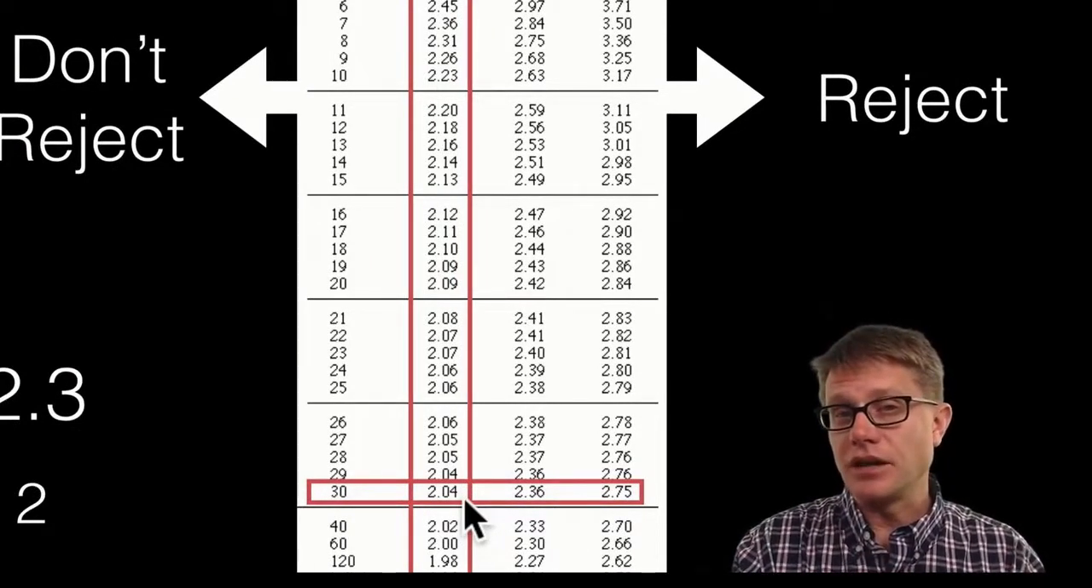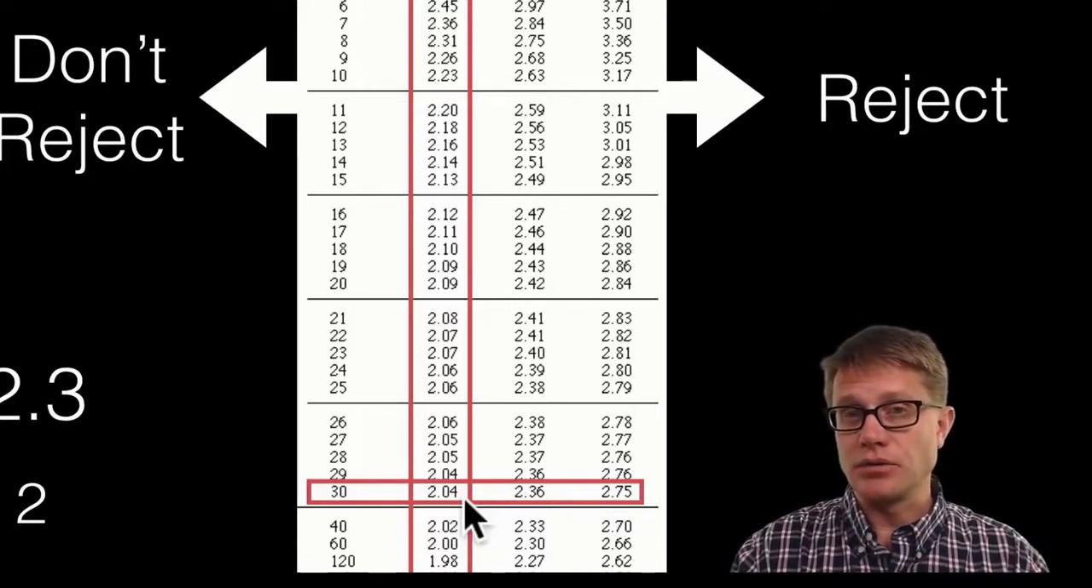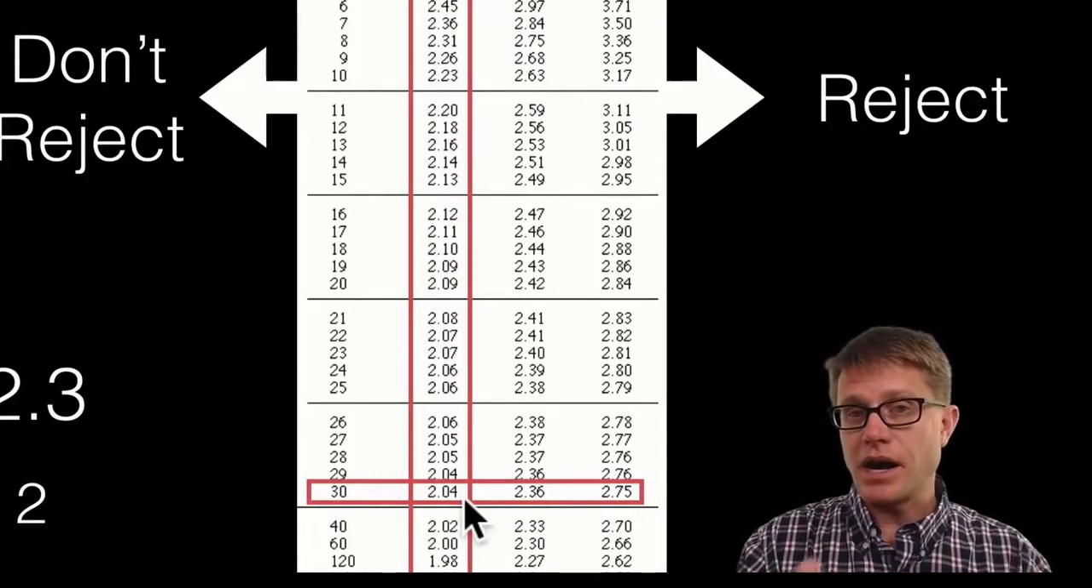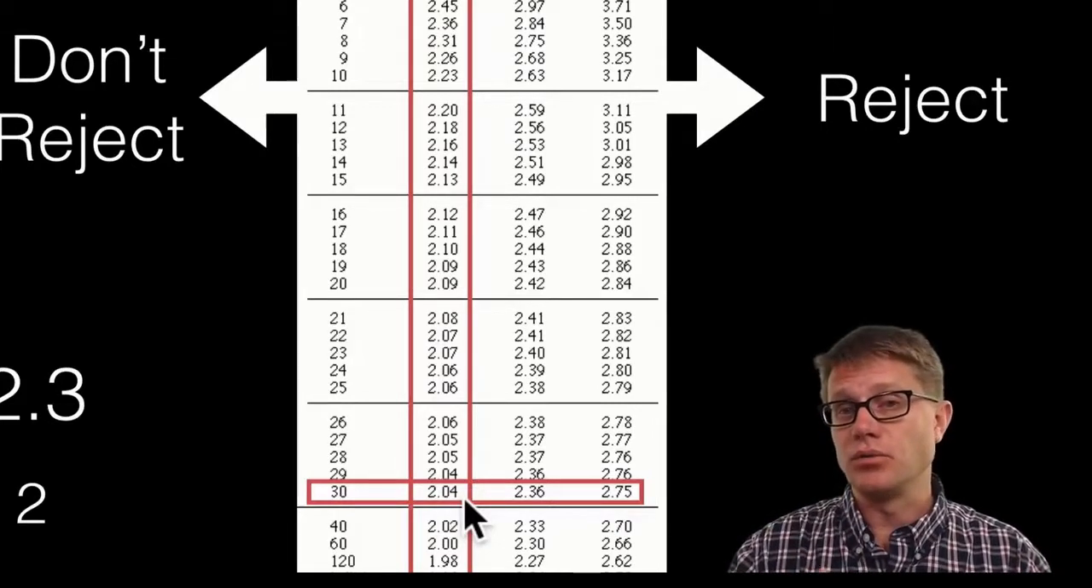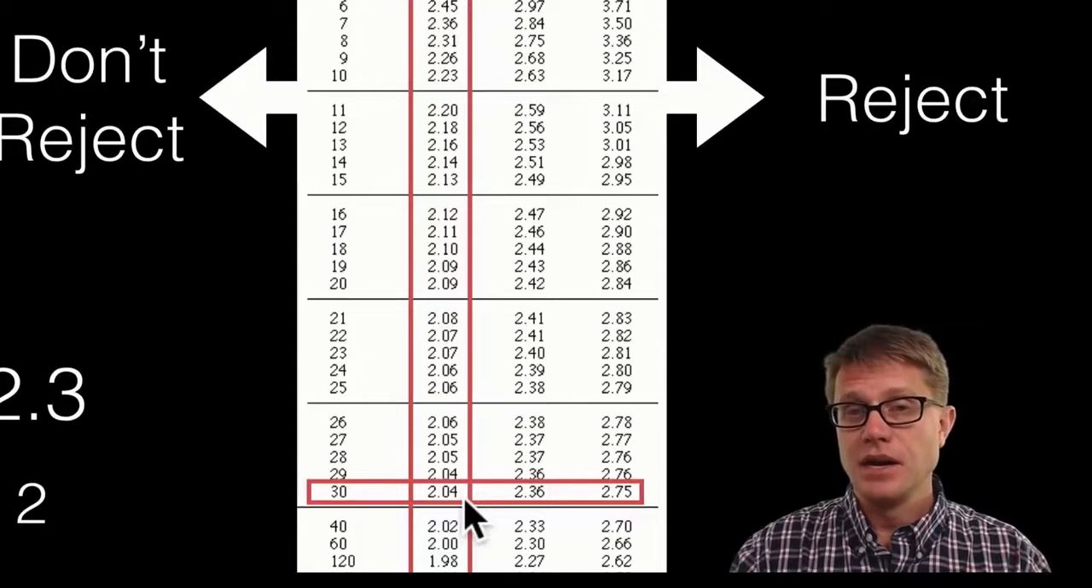So is our t-value higher than that? So this is where we're doing the actual t-test. Are we higher than 2.04? We are. And so what does that mean? We're going to reject our null hypothesis. That means there is something statistically significant between these two sample sets.